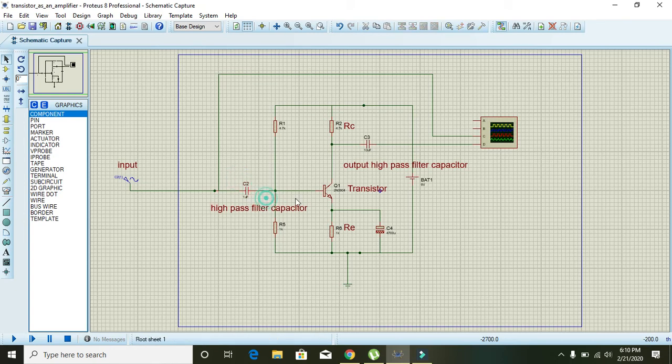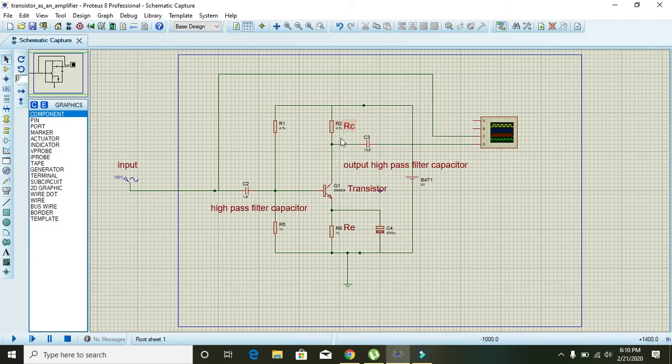After it, we have two resistors, that is R1 and R5. The first value is 4.7K and the second's value is 1K. So they are acting as the voltage divider. After this voltage division, our signal is feeding into the base of the transistor. The 2N3904 transistor is actually a BJT, that is bipolar junction transistor.